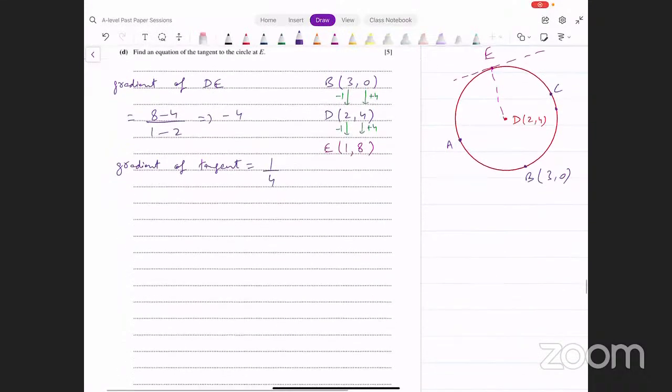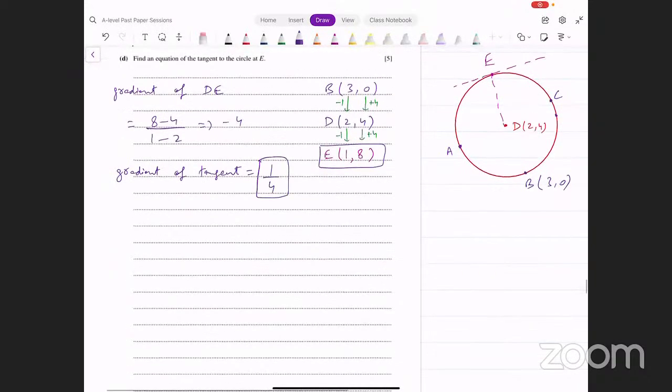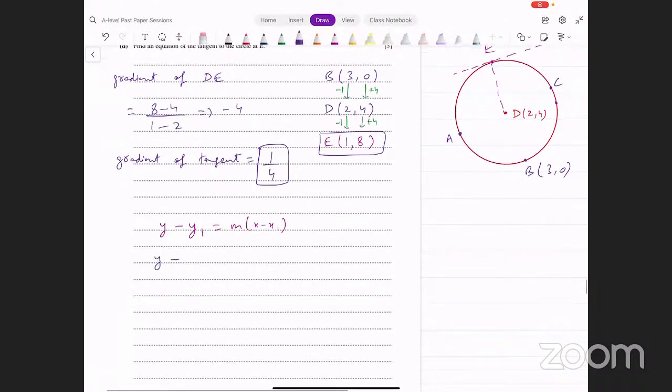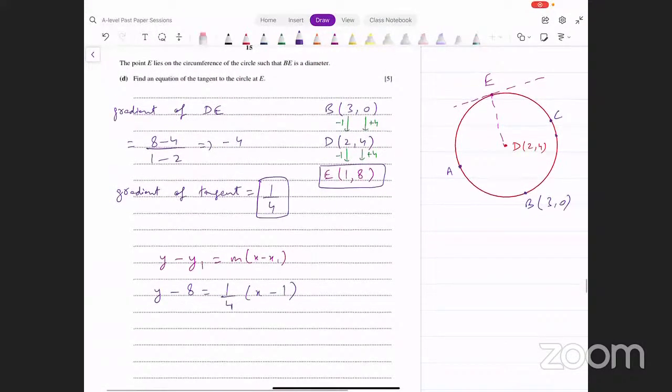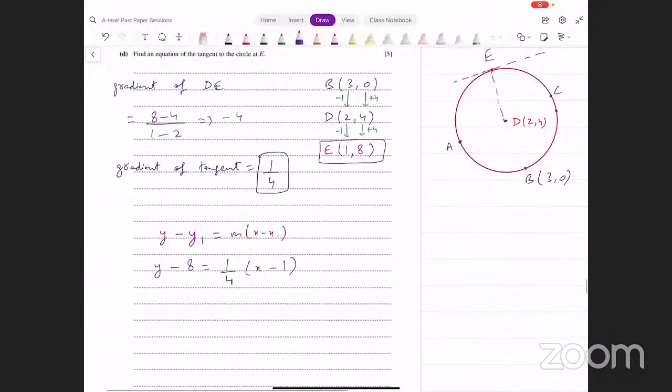Gradient आ गया और point आ गया। ये दो चीजें चाहिए थी हमें। ये point है, ये gradient है। We can write down the equation of the tangent now. That's going to be y minus y1 equals m into x minus x1. Y minus 8 equals 1/4 into x minus 1. That's the equation of the tangent. उसने आपको simplify करने के लिए नहीं कहा, कोई specific form भी नहीं मांगी आपसे। आप इस तरह से अपना आंसर छोड़ सकते हो। This is the equation of the tangent, and that's your final result.